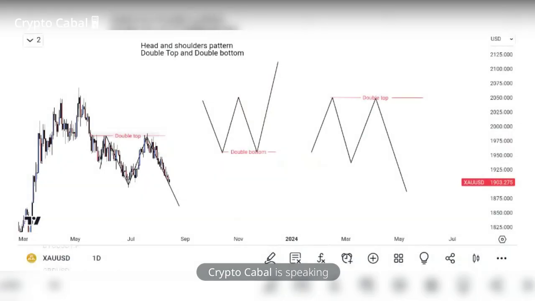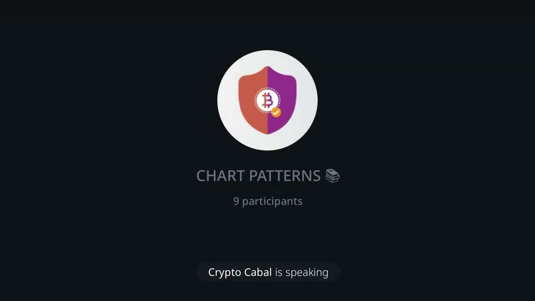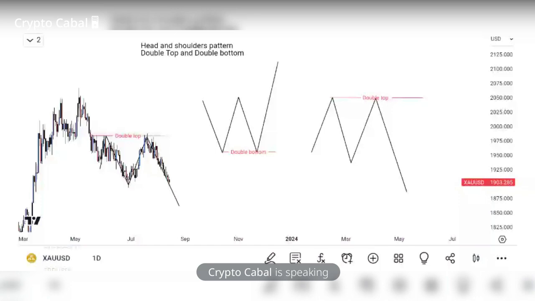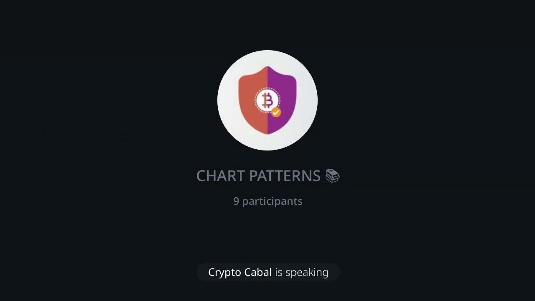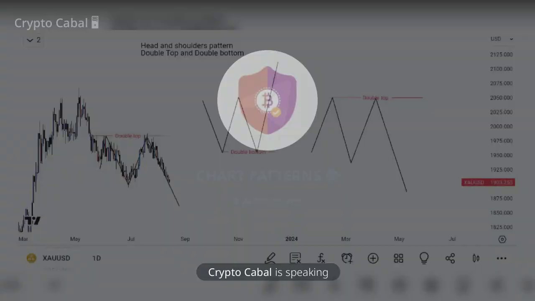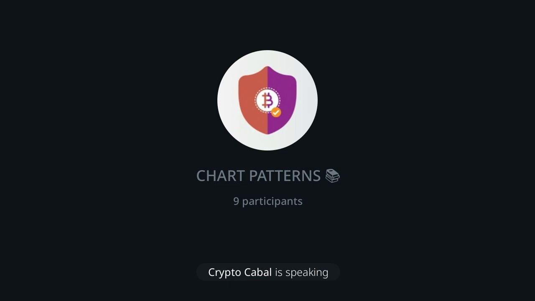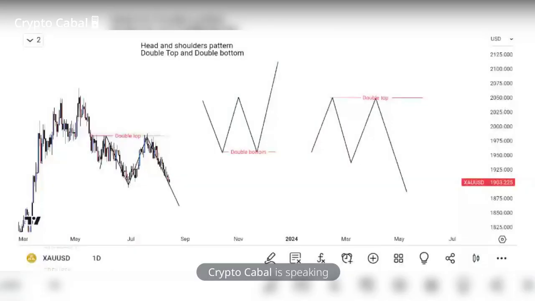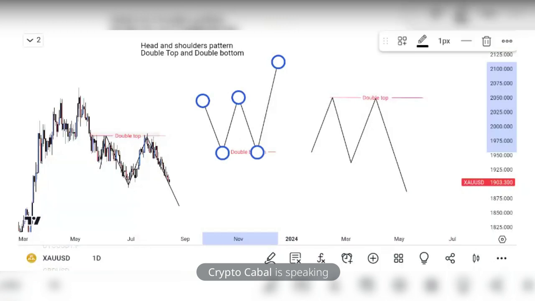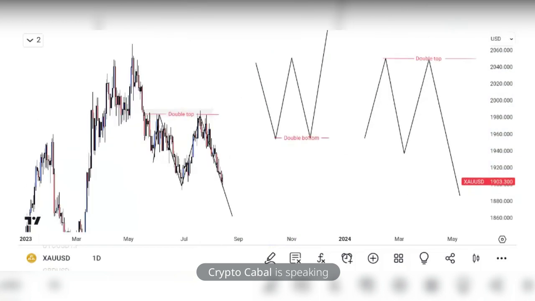Same thing as the head and shoulder pattern and the inverse head and shoulder pattern. The inverse head and shoulder pattern is the opposite of the head and shoulder pattern. The head and shoulder pattern signifies a move from an uptrend to a downtrend, while the inverse is showing a move from a downtrend to an uptrend. Now, this double bottom is talking about a potential reversal to the upside, while double top is signifying a potential reversal to the downside.